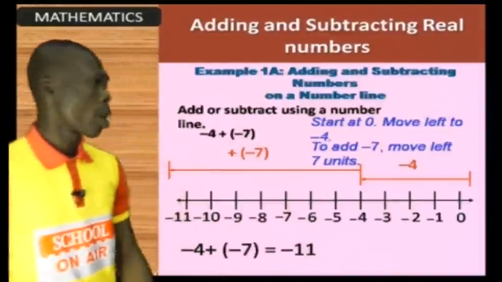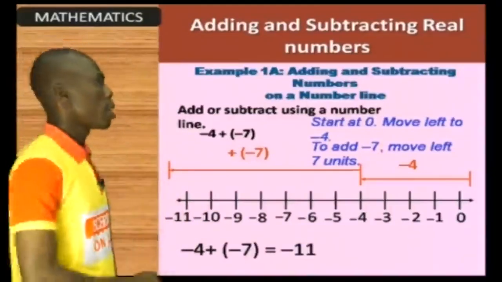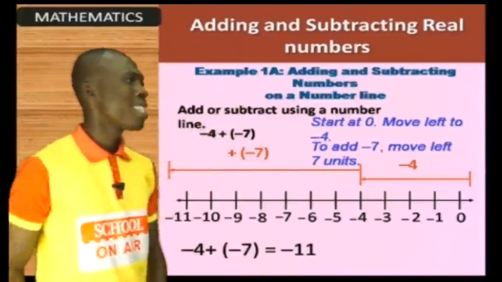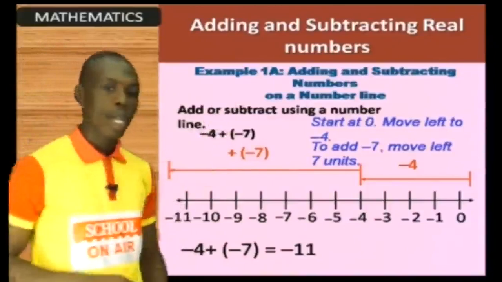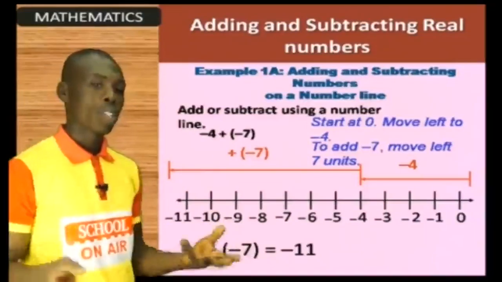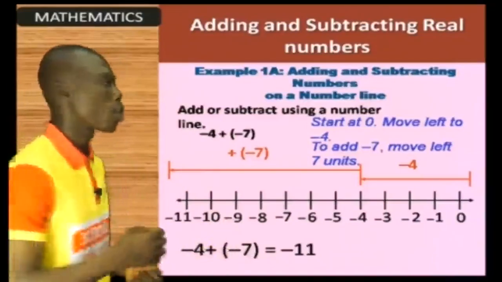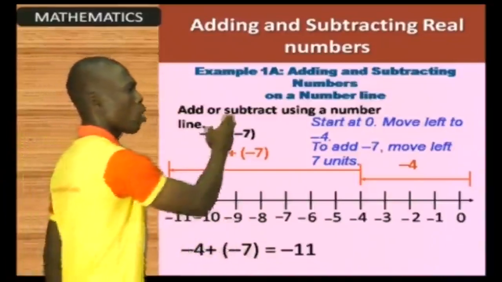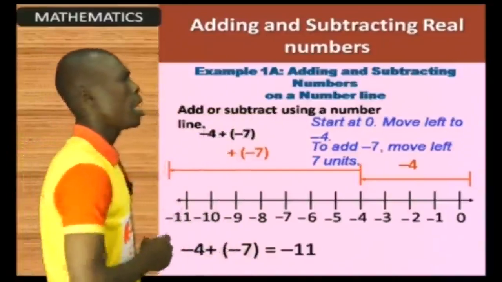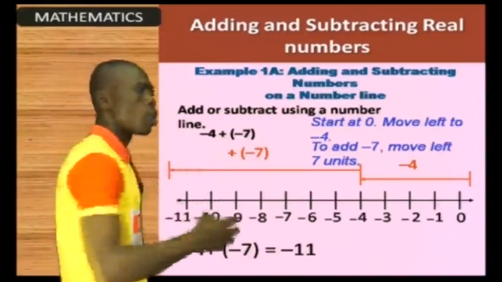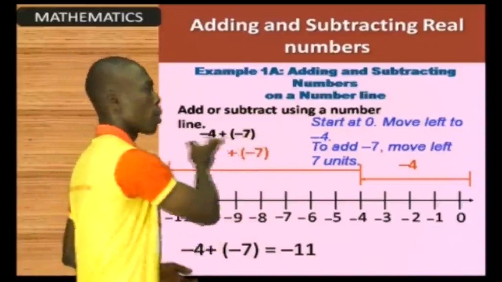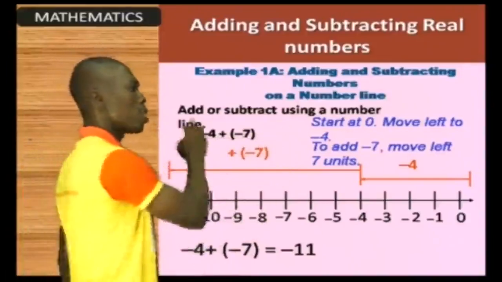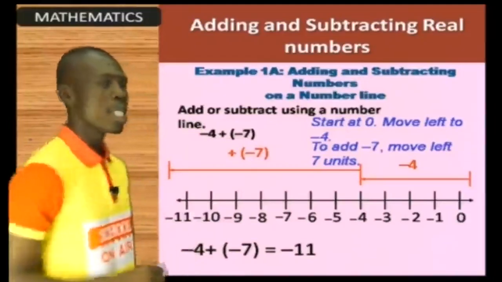All right, so we are going to start looking at examples. So let's take a look at example 1 here. Example 1 is adding and subtracting numbers on a number line. So it's not just our algebraic addition now. We want to do addition and subtraction on a number line. Okay, so let's look at this one. We have to add or subtract using a number line. If it's your normal algebra, you just open the brackets and do whatever addition you need to do. But this one is particularly asking us to add or subtract using a number line.